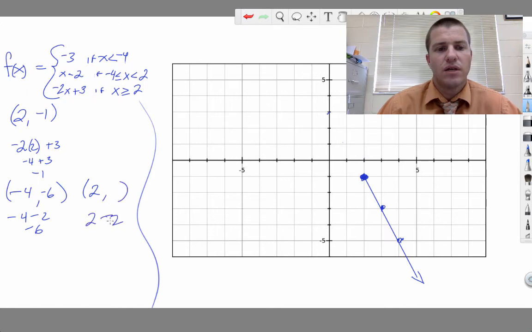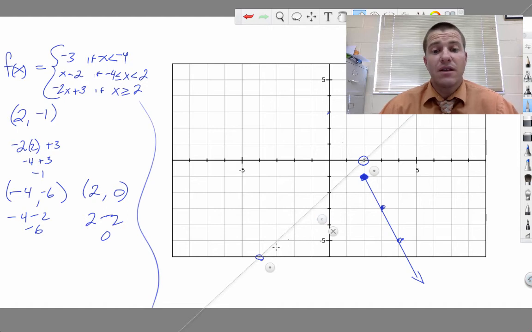2 minus 2 is 0. So I have the point (2, 0) and the point (-4, -6), and I want to connect those two points. So then I just connect those two endpoints with the line. And if you notice, my y-intercept is -2, my slope is 1, up 1 over 1, in a positive direction. But you can also find the endpoints and connect them.